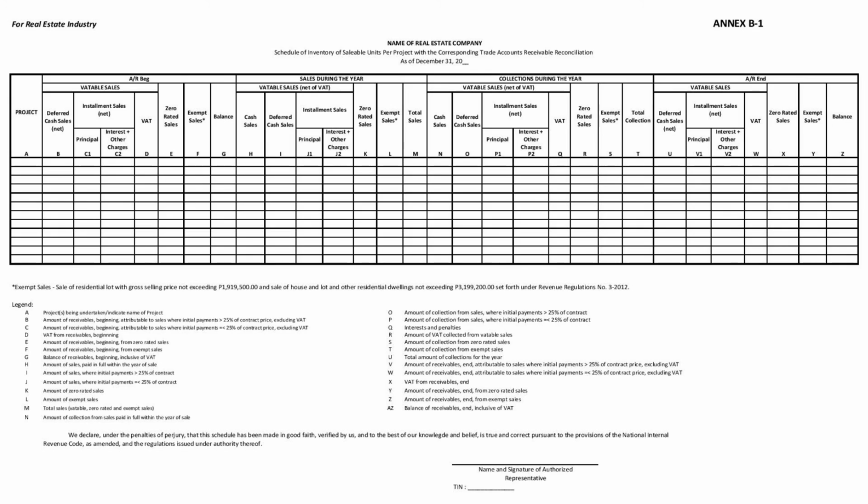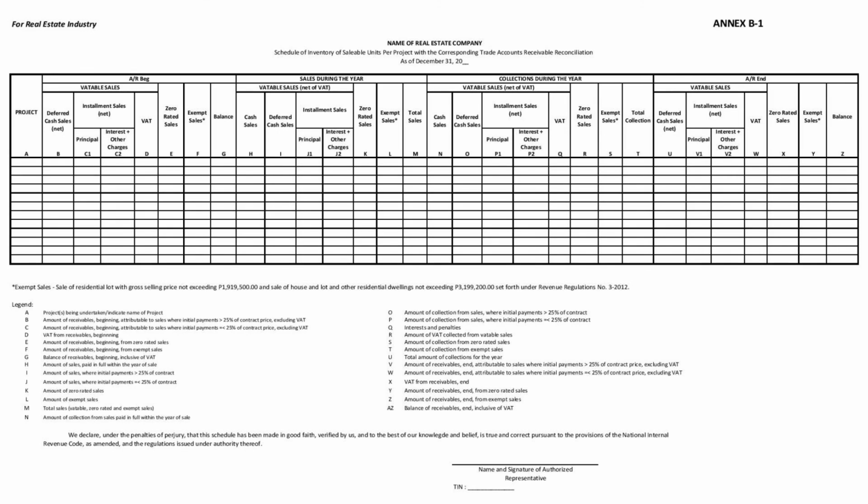So what are deferred cash sales when it comes to VAT? Deferred cash sales in our VAT are sales considered cash sales if, during the year, the customer or the buyer paid more than 25% of the selling price. So it is considered sold, and you pay all the taxes. But in reality, it is not yet fully paid.